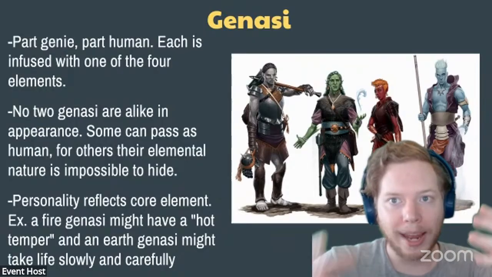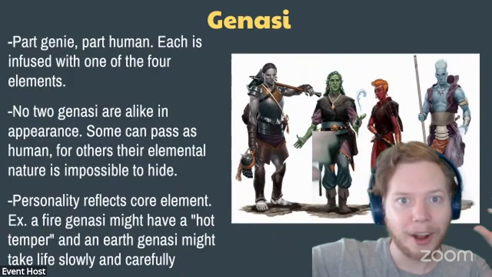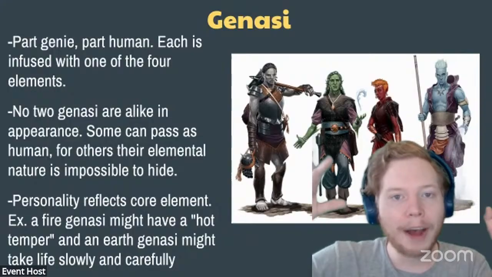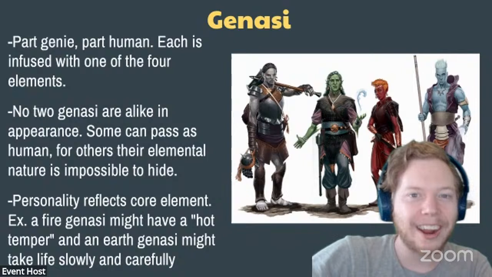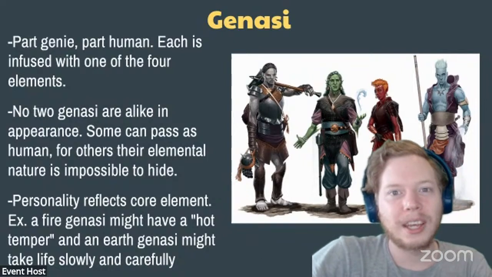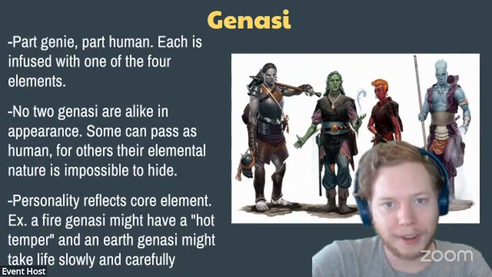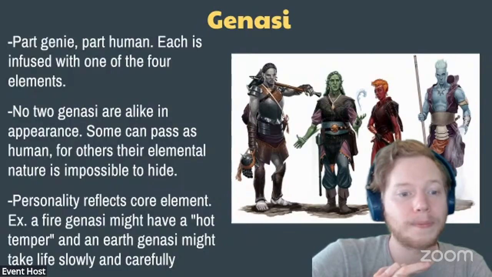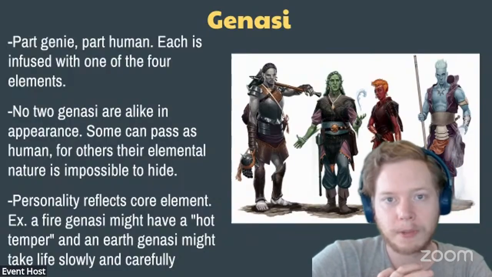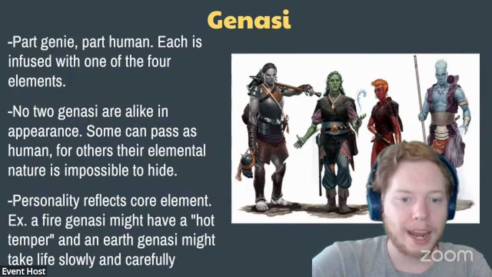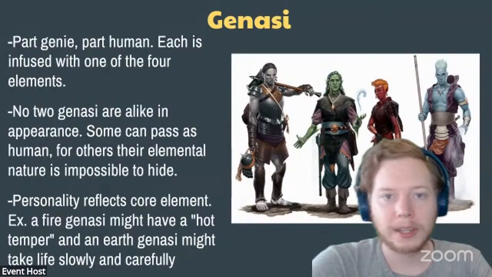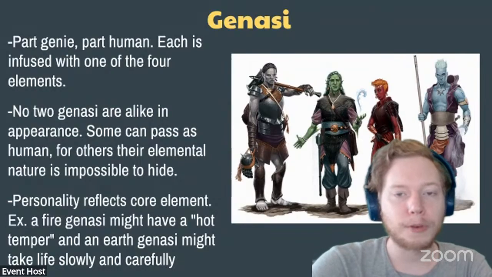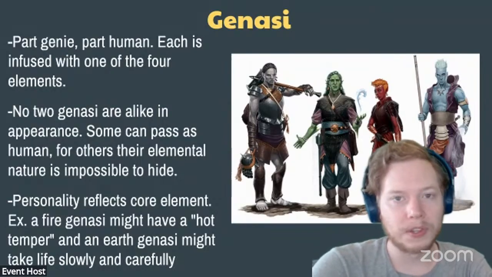For some of them, they may not even have hair at all. They just have fire on their head. Or they might have a cloud of mist and fog that attaches to their head that sort of looks like hair. So they'll be using elemental aspects to stand in for various human parts. Their personality also reflects their core element too. Fire Genasi might have a hot temper. The Earth Genasi might take life slowly and carefully, or something like this. I think there's a couple different ways you can interpret these, though, which is always nice too, right?